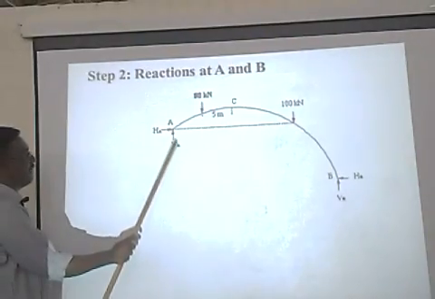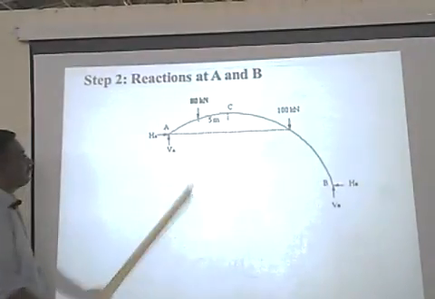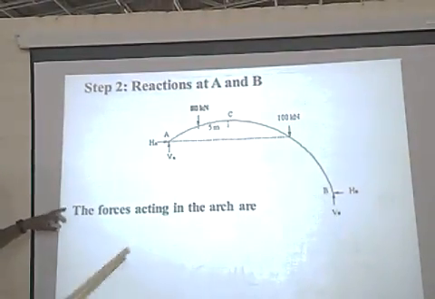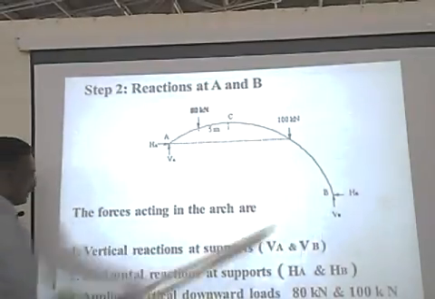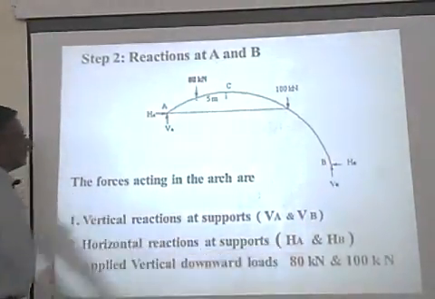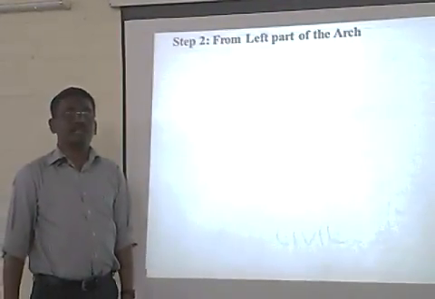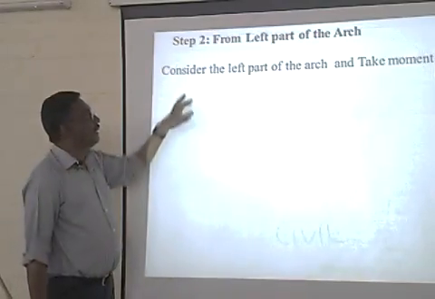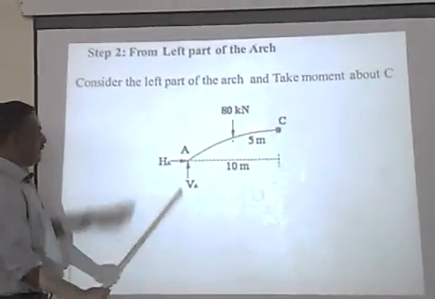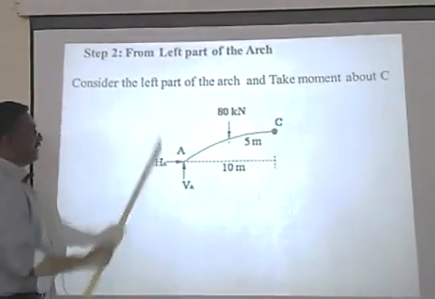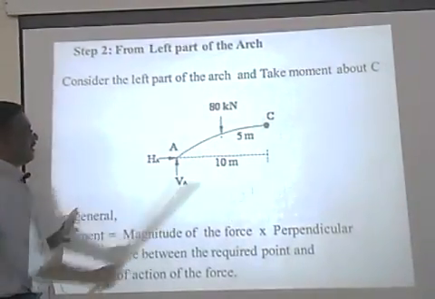Here the vertical reaction is called VA, here it is HA, here it is VB, and here it is HB. The forces acting on this arch are the vertical reactions, the horizontal reactions, and the downward load. To calculate the reactions, let us first consider the left part of the arch and take moment about C. The left part is taken from the crown: support A, crown, and the two reactions.